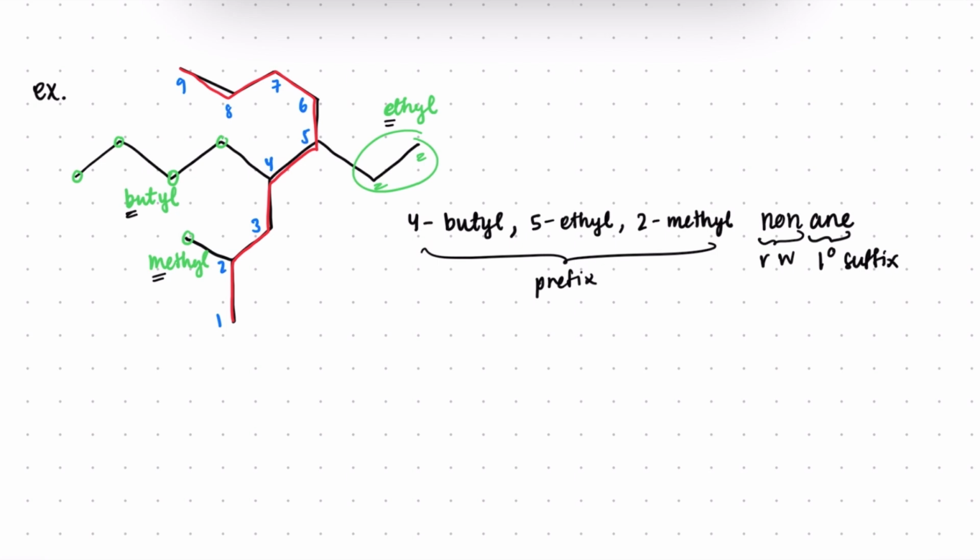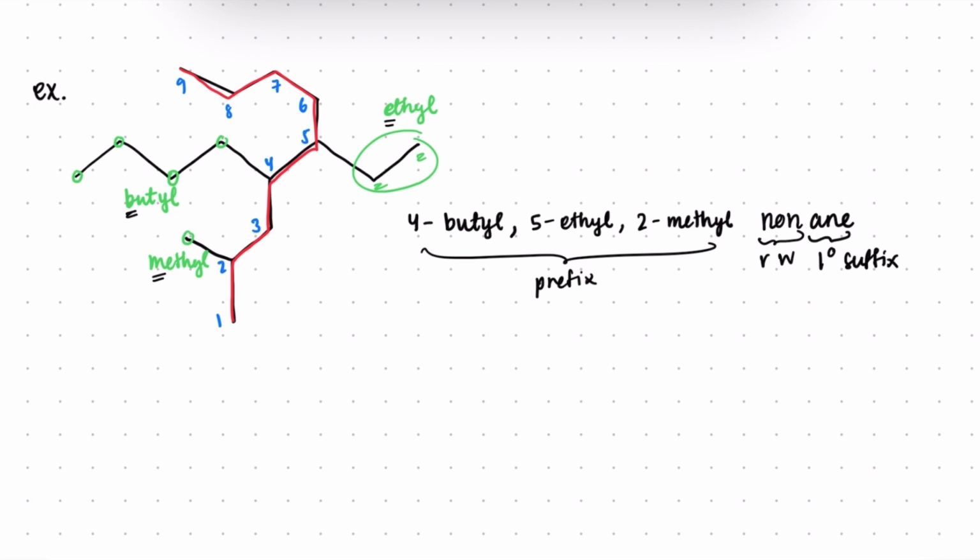And that's pretty much it. There are no functional groups present in this compound, so we do not use a secondary suffix in this case. So our final compound name or IUPAC name would be 4-butyl, 5-ethyl, 2-methyl nonane. So that's our compound name in this case.